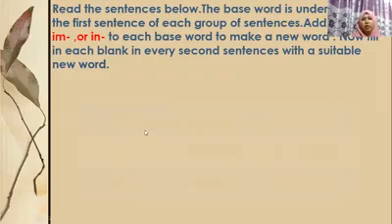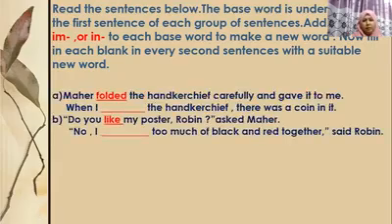So we have a task here in your book, page number 74. You'll see some prefixes here: un, dis, in, or im. Some sentences are here. You will read these sentences. A. Mahe folded the handkerchief carefully and gave it to me. When I dash the handkerchief, there was a coin in it. B. Do you like my poster, Robin? asked Mahe. No, I dash, too much of black and red together, said Robin.